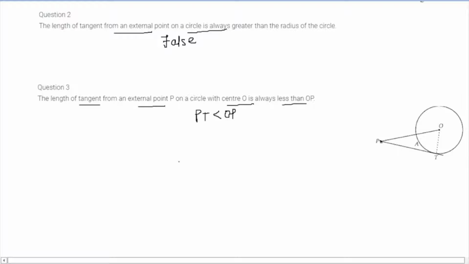Okay, so now we see that PT is a tangent to a circle and T is the point of contact, and what can we say about the measure of angle OTP? Yes, angle OTP is 90 degrees. So it means the triangle OPT is a right angle triangle. So it means OP is the hypotenuse in this triangle, right? In a right angle triangle, the hypotenuse is always greater than any of the other two sides. So it means OP, that is the hypotenuse, is greater than PT. So it means the statement is also false.